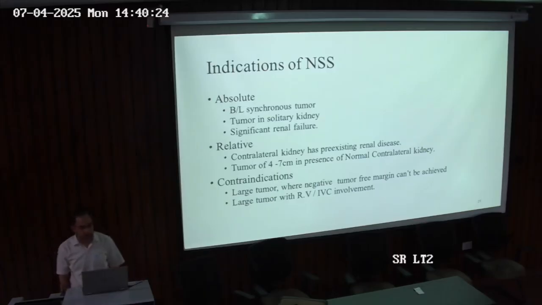Another is a large tumor where a negative tumor-free margin could not be achieved. And the other is a patient with a large tumor with renal vein thrombus or IVC thrombus. In this case we have to remove the tumor and thrombus also, so there is no role for partial nephrectomy. Even T3, T4 tumor, T3 is already renal vein or IVC. In TNM staging I told you T3A is the renal vein, T3B is IVC below the diaphragm.